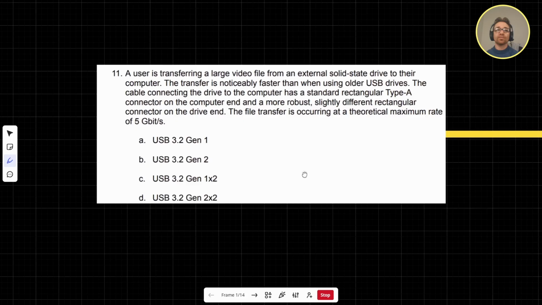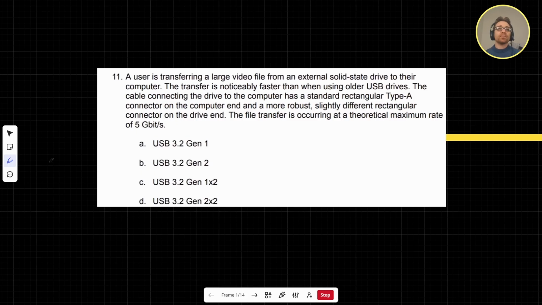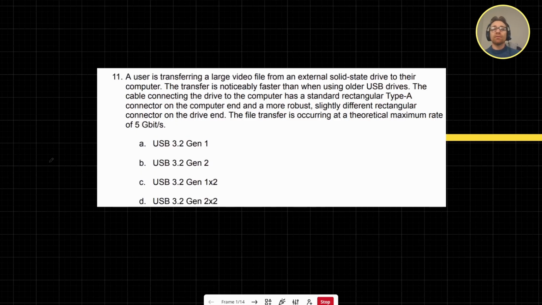The next question reads, a user is transferring a large video file from an external solid-state drive to their computer. The transfer is noticeably faster than when using older USB drives. The cable connecting the drive to the computer has a standard rectangular Type A connector on the computer end and a more robust, slightly different rectangular connector on the drive end. The file transfer is occurring at a theoretical maximum rate of 5 gigabits per second. Which cable are they using?